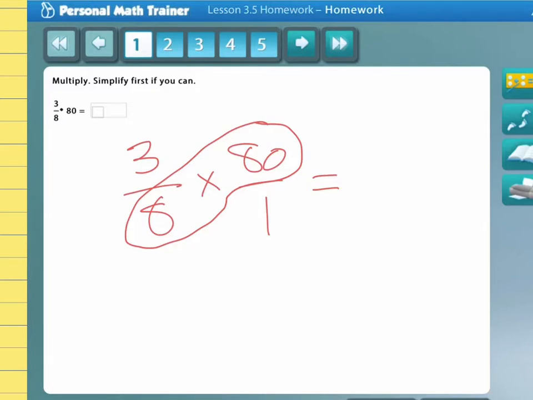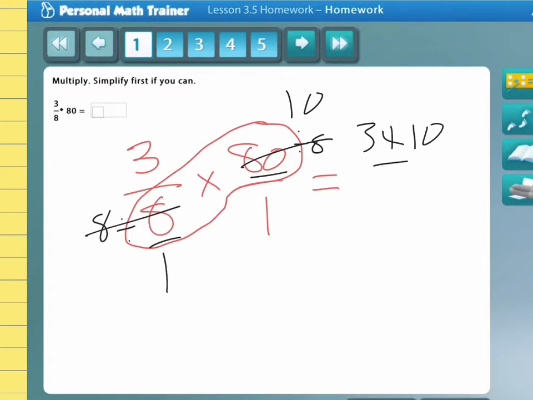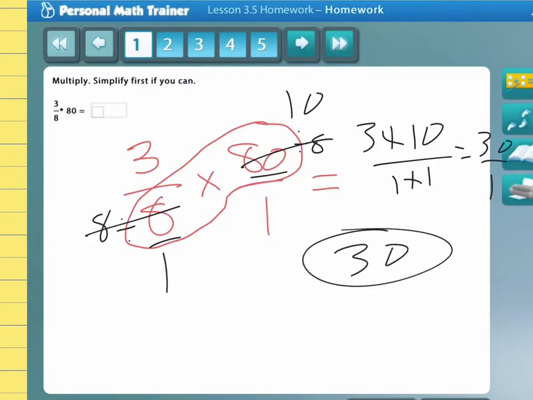And you can see here that in this problem, 80 and 8 have a common factor of 8, so we can divide both of those by 8. And if we do that, it simplifies the equation way down. So you end up with 3 times 10, and then 1 times 1. So that turns into 30 over 1, which is 30. So 3/8 of 80 is 30.